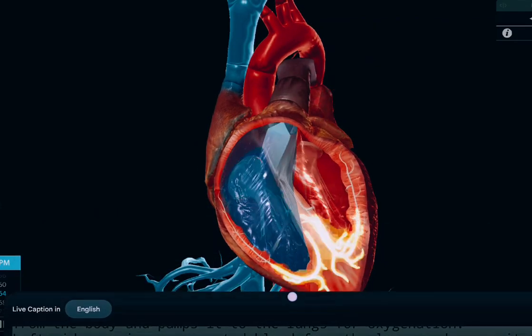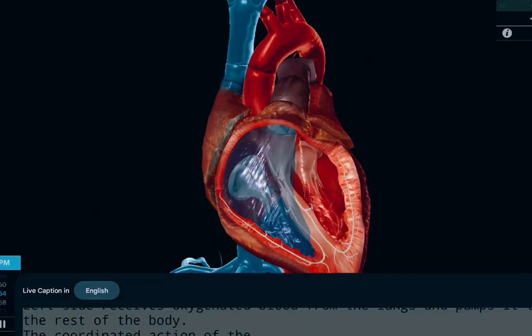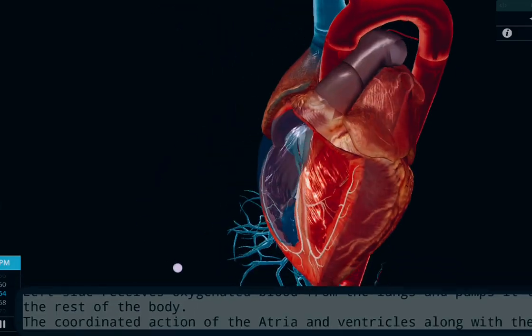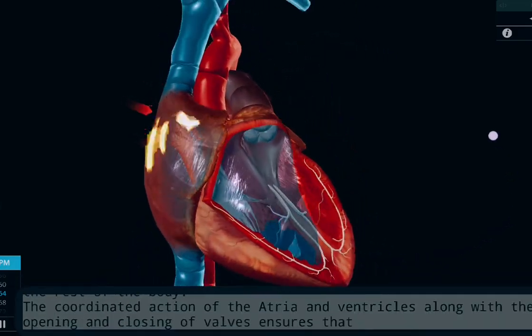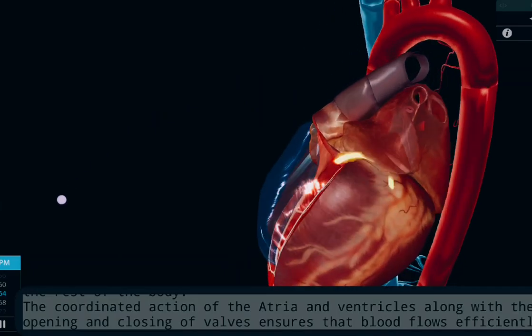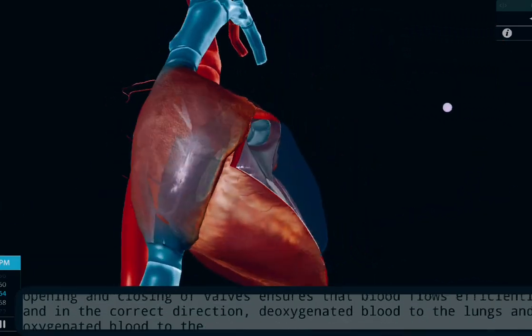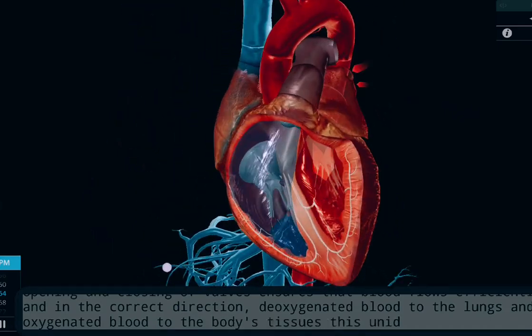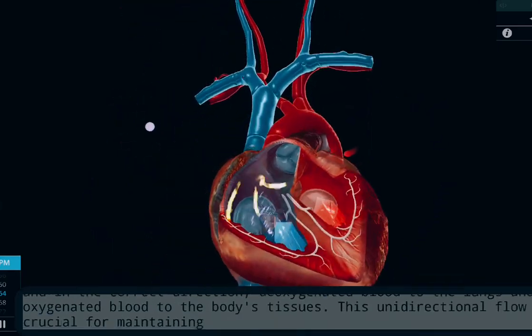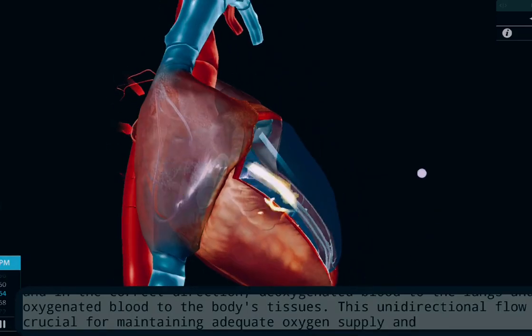The coordinated action of the atria and ventricles, along with the opening and closing of valves, ensures that blood flows efficiently and in the correct direction. Deoxygenated blood to the lungs and oxygenated blood to the body's tissues. This unidirectional flow is crucial for maintaining adequate oxygen supply and overall metabolic function.